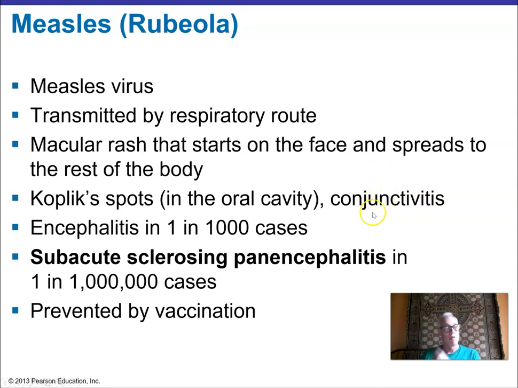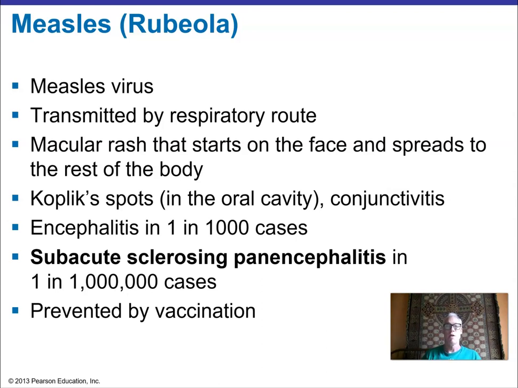Conjunctivitis, inflammation of the conjunctiva, red eyes. It can lead to encephalitis, subacute sclerosing panencephalitis. Yeah, that. And that's a very bad situation. Luckily, it's very rare, but it's common enough.